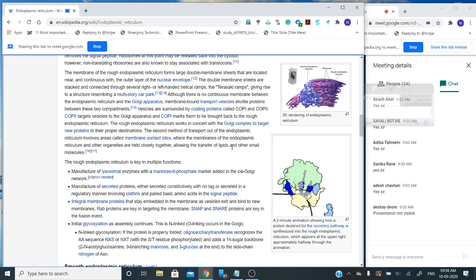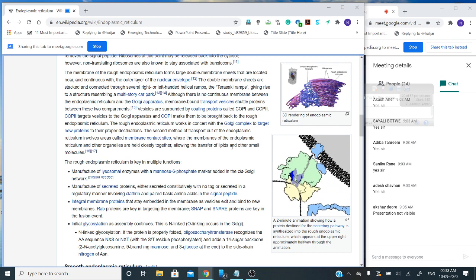Then manufacture of secreted proteins. They are either secreted constitutively, meaning always, or they are secreted in a regulated manner involving clathrin and paired basic amino acids in the signal peptides. Again, if you remember nitric oxide, we have two types: constitutive and inducible, if you have studied earlier. Constitutive means always, and inducible means whenever the cells are stimulated to do this.